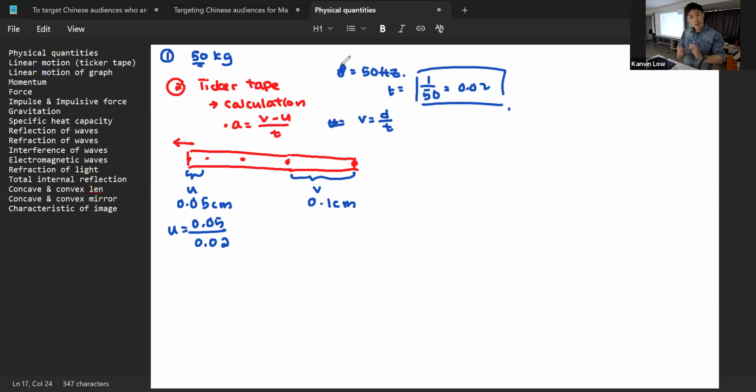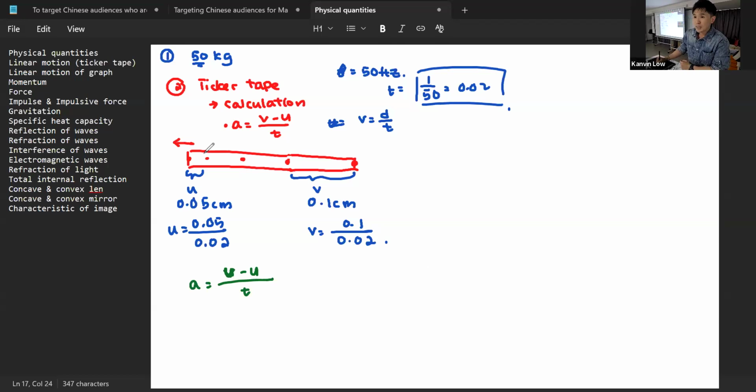If the frequency given is 30, it's 1 over 30. If the frequency is 70, it's 1 over 70. You get what I mean? For the v, it's the same thing, students: 0.1 cm divided by 0.02. Lastly, my a will be equal to v minus u over, students, how do I find the t, everyone?